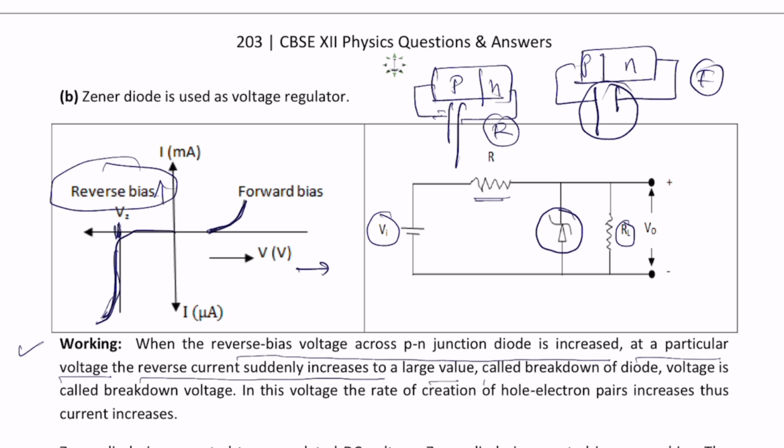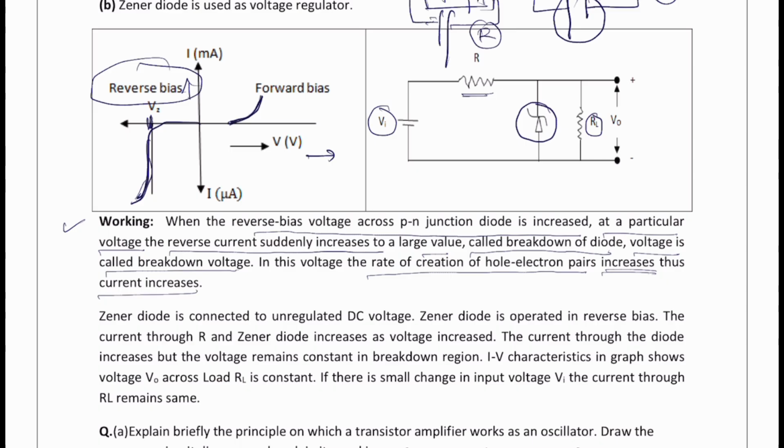This is called breakdown of diode. Voltage is called the breakdown voltage. So it breaks down. In this voltage, the rate of creation of hole electron pairs increases. Thus, current increases. Okay, a kind of avalanche. Avalanche means sudden increase of current. So suddenly the current increases. So Zener diode is connected to unregulated DC voltage.